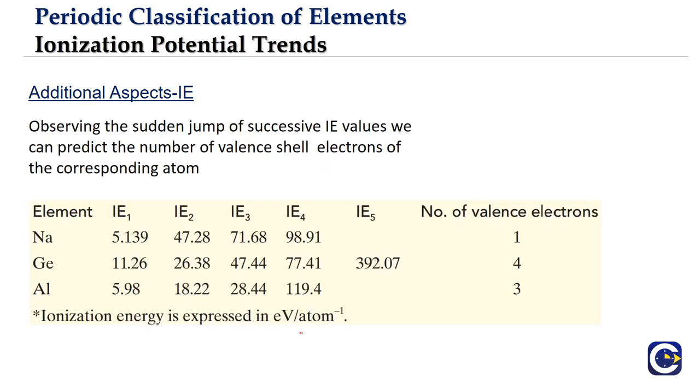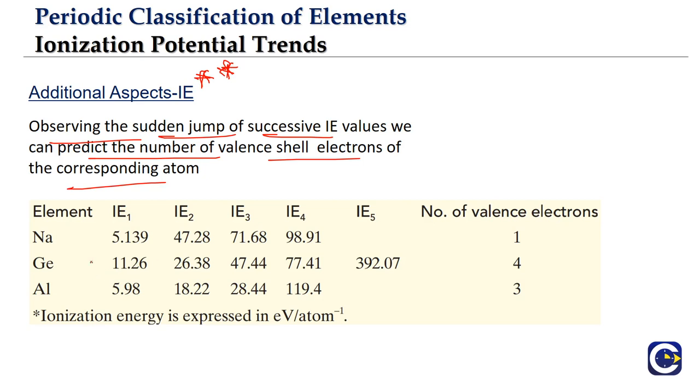Now this successive ionization energy value, this is an important point. This can sometimes be asked even in some of the previous years also. We got questions like this. When the successive ionization energy values are given to us, if we observe a sudden jump in the successive ionization energy values, this can help us in predicting the number of valence shell electrons of the corresponding atom. Why, I will tell you.